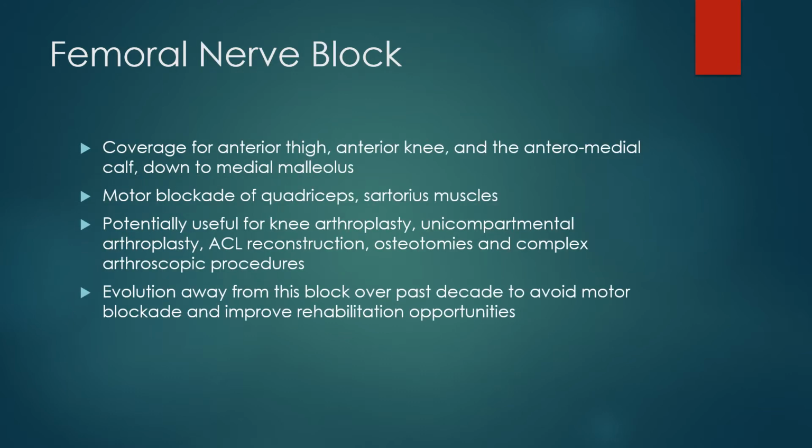Femoral nerve block provides sensory coverage for the anterior thigh, the anterior knee, and the anteromedial calf down to the medial malleolus, as well as into the joint of the knee, as well as the joint of the hip, and also provides possibly some medial joint coverage in the region of the medial malleolus. It provides motor function to the quadriceps and sartorius muscles, and therefore is potentially useful for knee arthroplasty, unicompartmental knee arthroplasty, ACL reconstructions, osteotomies, and more complex arthroscopic knee procedures.